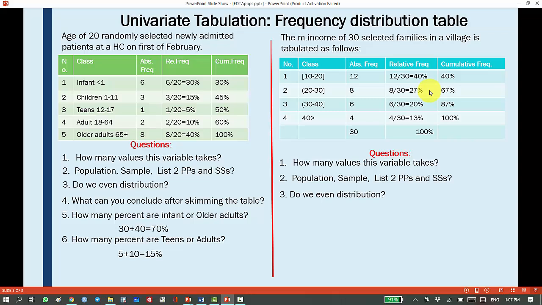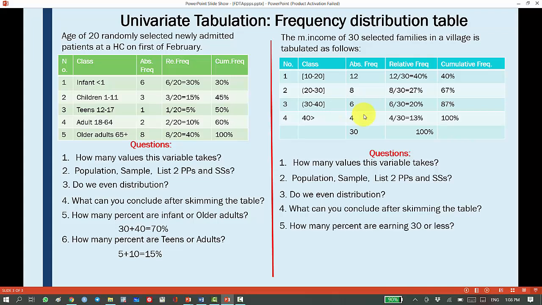Do we have even distribution? No, we don't have even distribution. Rather, we have a decreasing kind of distribution against the amount of income. That means as the amount of income increases, the frequency decreases. What can you conclude after skimming the table? The first conclusion that one can make is that the number of families with lower income is higher compared to those with higher income.